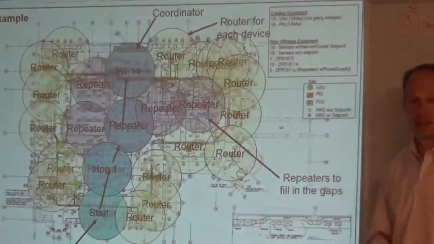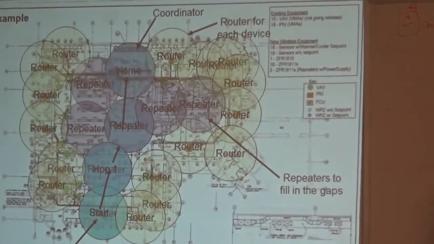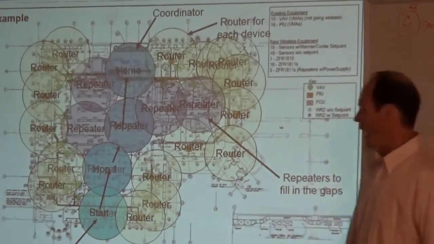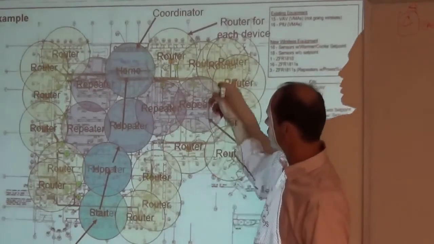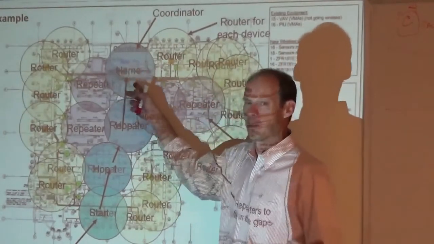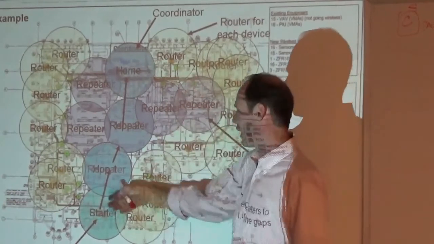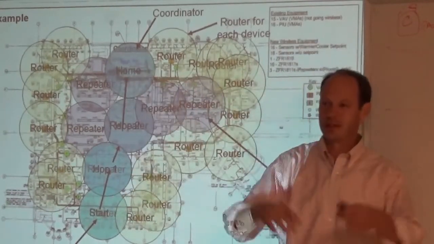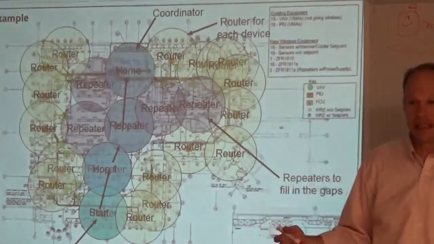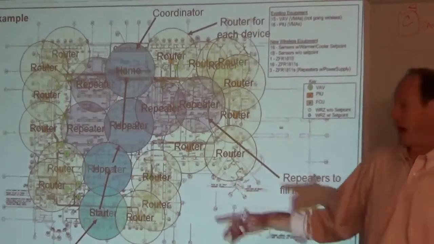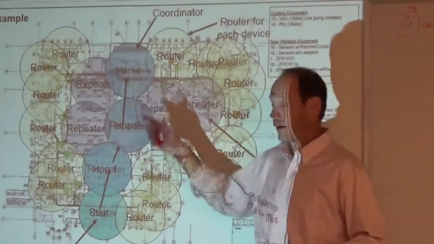You don't have to specify this. It automatically does. This is what Zigbee does. What's my most efficient way? I know I can go hop, hop, hop, hop to get here, but I won't do that because it takes too long. I'm going to find my most efficient path. So when this network forms, it takes like 15 minutes for it to figure out what's my most efficient path back to my coordinator. All right?